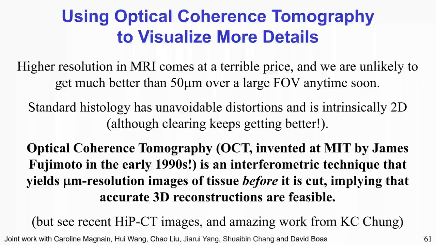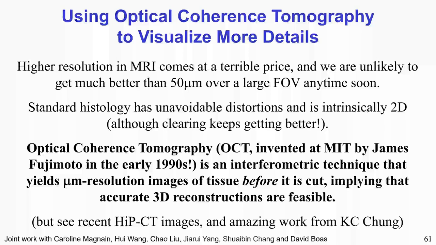And so we've been pursuing optical coherence tomography, which is a technique invented at MIT in the early 90s. It's like a $1 billion industry in the retina. And the reason it's so important in the retina is that it's an interferometric technique in which the laser light, which is used in OCT, penetrates into the tissue. And so in the retina, you can image retinal vasculature deep in the retina.